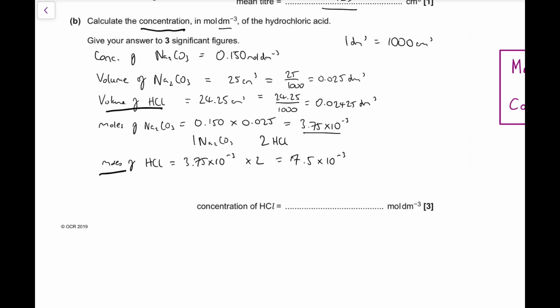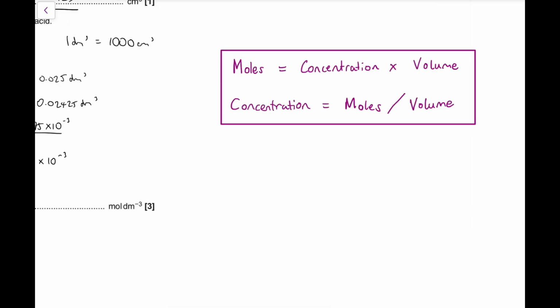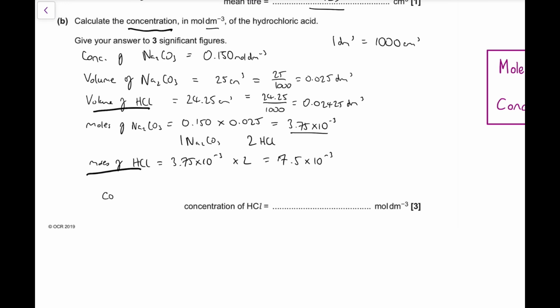Now that we know the moles and volume of HCl, we can finally calculate the concentration. Concentration equals moles over volume, so we put the values in and we get our answer.